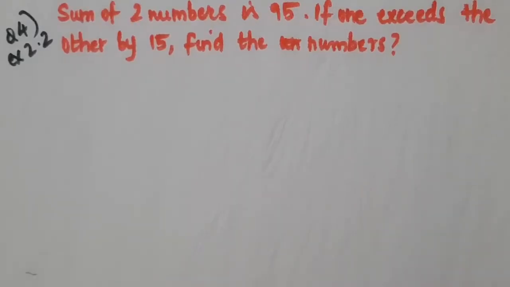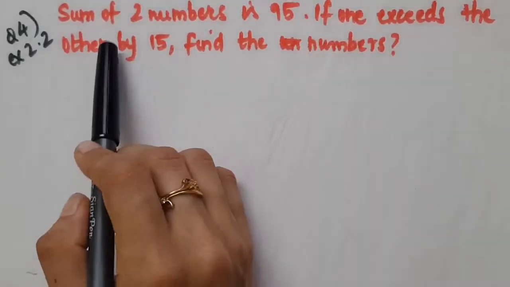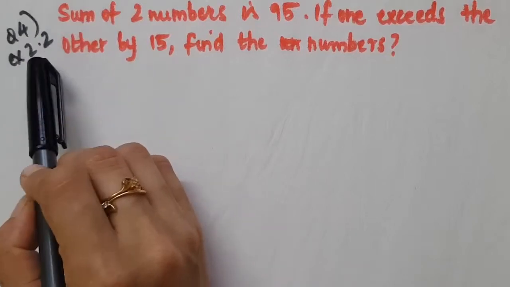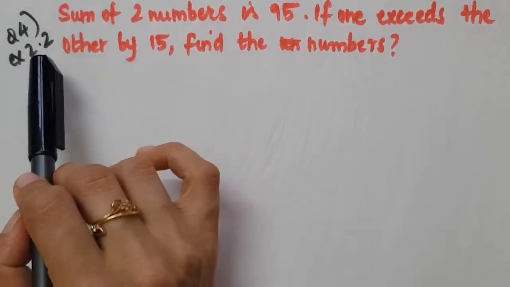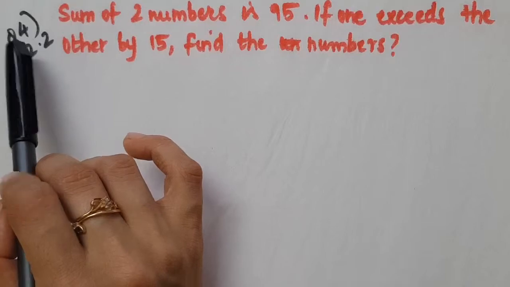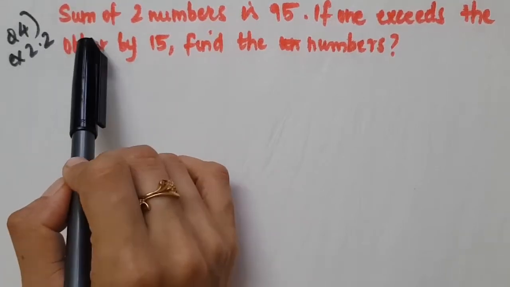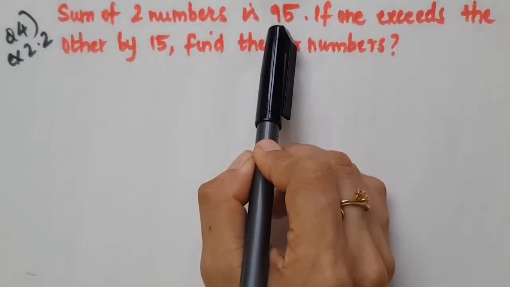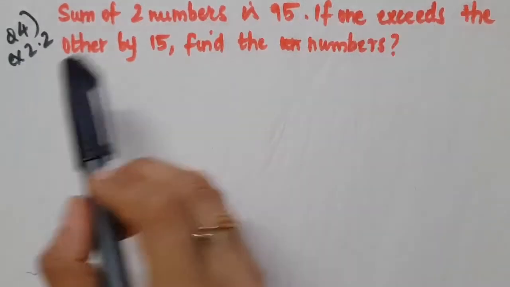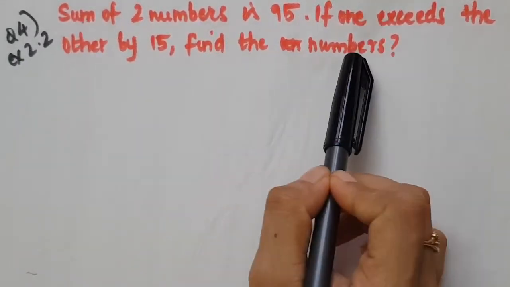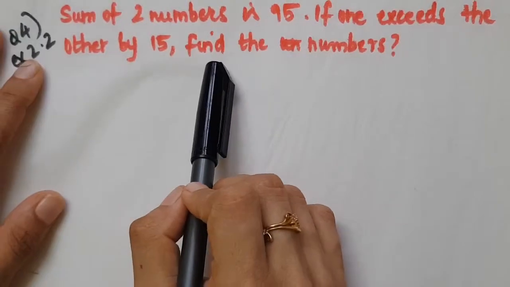Okay, so moving on to our applications, let's see the first question. I've taken this question from exercise 2.2 of the NCERT CBSE textbook, question number 4. Sum of two numbers is 95. If one exceeds the other by 15, find the numbers. Okay, so read the question twice.